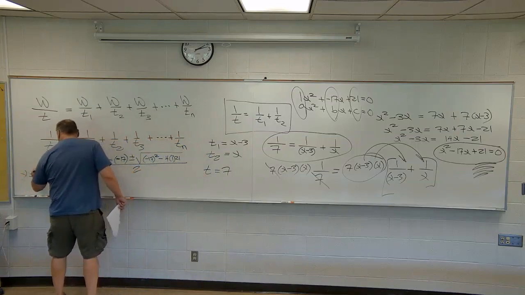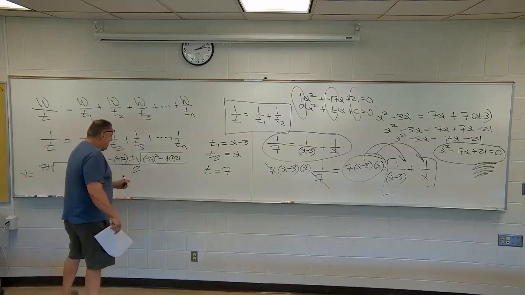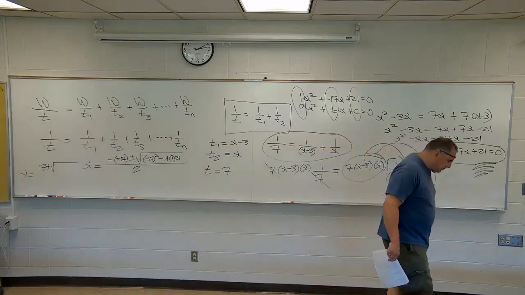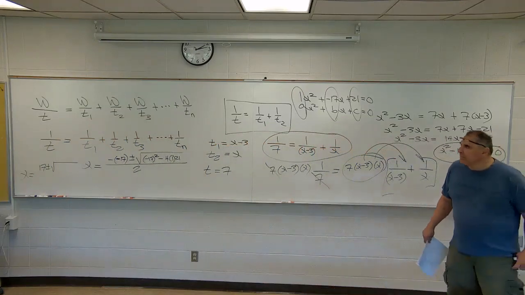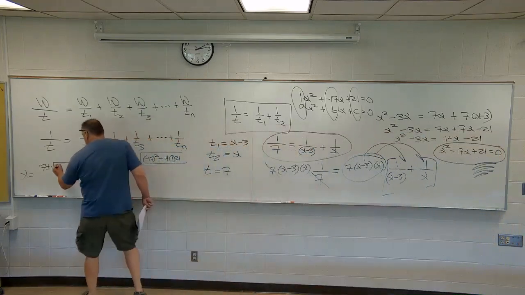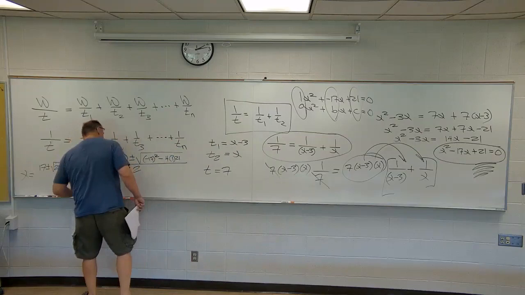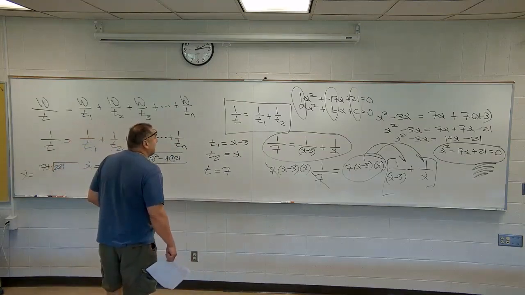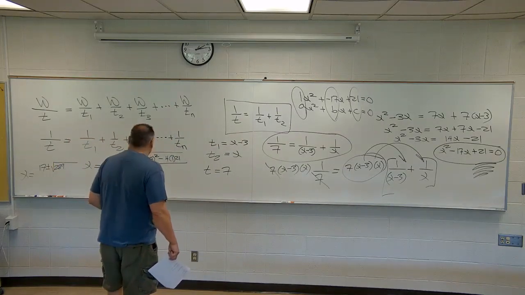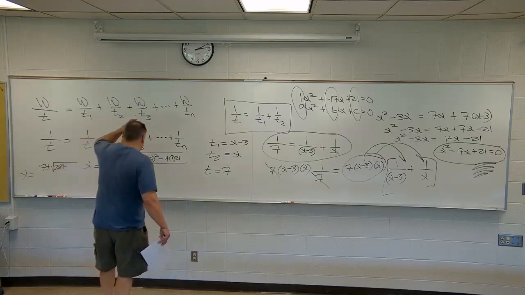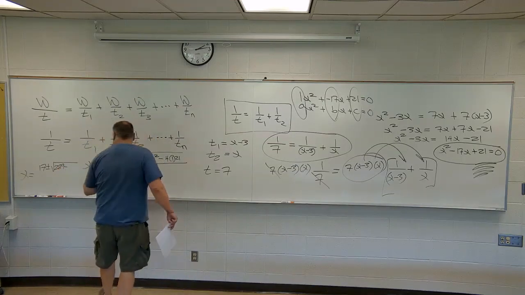The opposite of negative 17 is 17. The quantity negative 17 squared is 289. What do we got here, guys? We're looking at it for 4AC minus 84. What is that? 4AC is 4 times 1 times 21, which is 84.